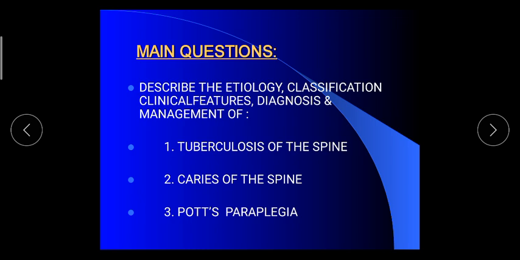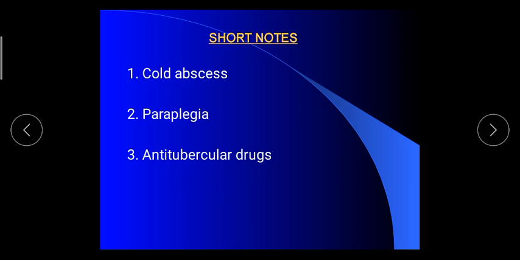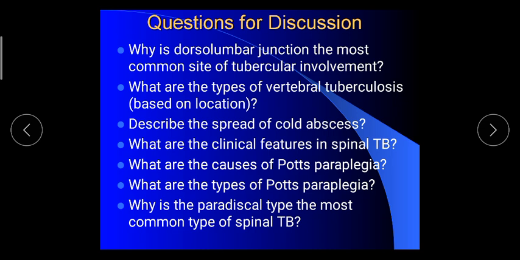These are the main questions that can be asked in the exam. These are some of the short notes that can be asked in the theory exam. These are the questions that can be asked in the Viva.